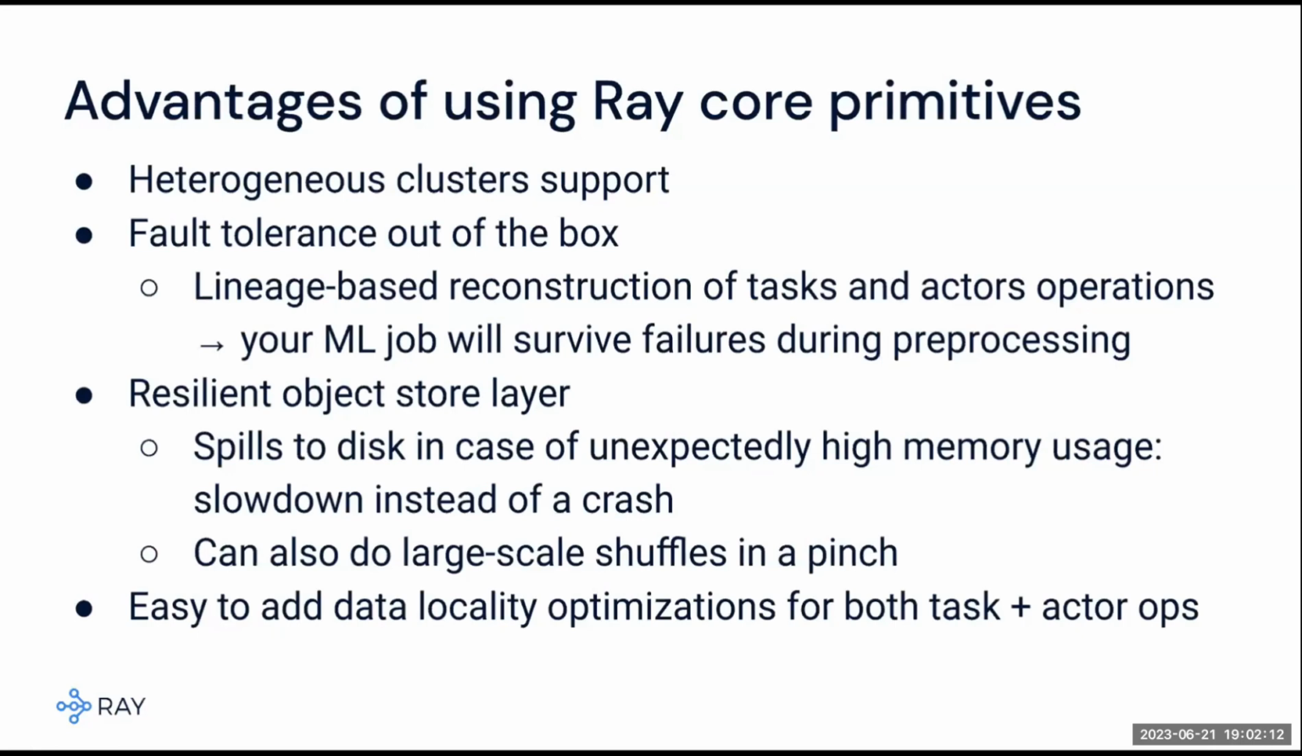And of course, the object store provides things like spilling. If there is, for some reason, unexpectedly high memory usage, like some UDF returns some enormous data array that has to be spilled, then it will just slow down instead of crashing. Right? And there are a lot of other things the object store can do, like shuffles. And the optimizations from Ray, like for data locality, also automatically apply here.